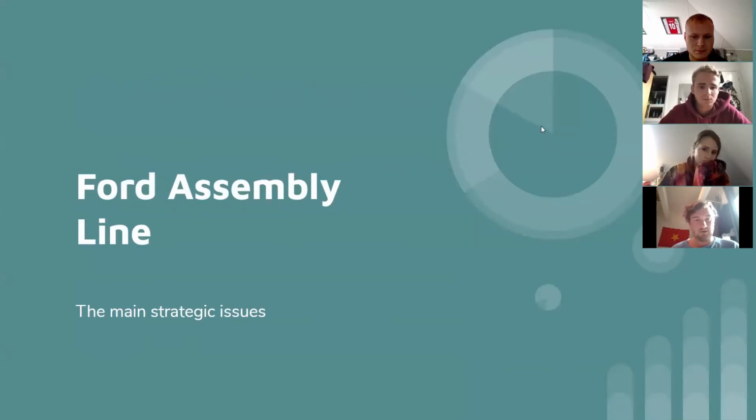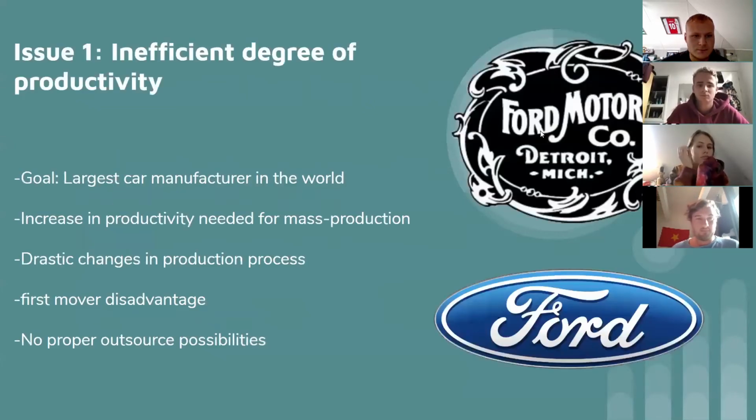Thank you, Jelmer. I will talk about the main strategic issues for Ford. The first issue is an inefficient degree of productivity. Henry Ford wanted to be the largest auto manufacturer and therefore needed an expanded market worldwide. However, this was only possible if Ford could increase productivity drastically. Ford was only producing around 3 cars each day back in 1903. This was, of course, far from mass production.